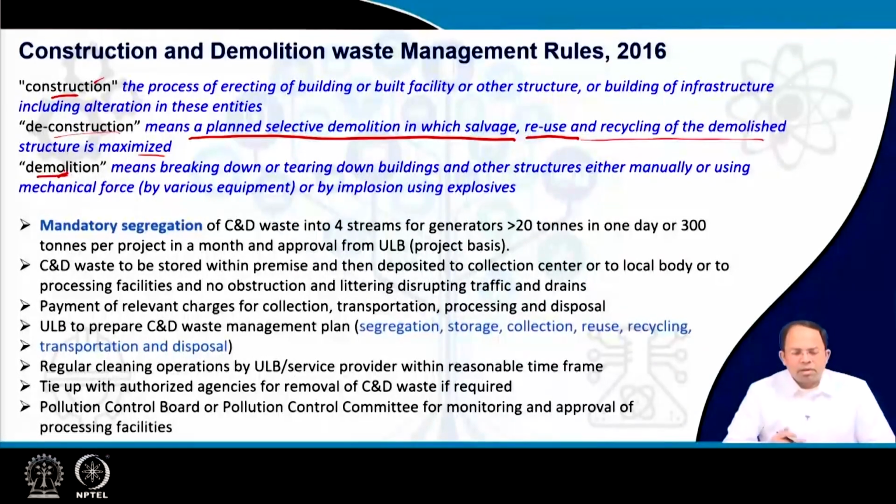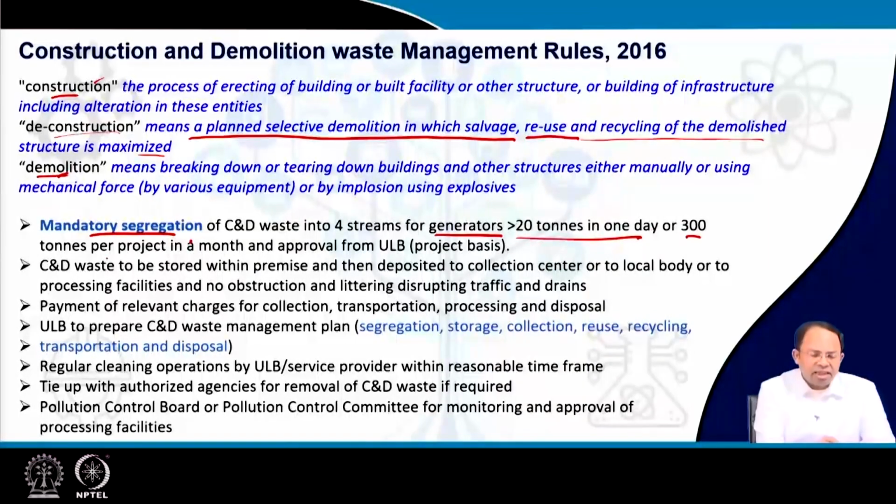So the rules say that there has to be mandatory segregation of C&D waste. And in what categories? The earlier 4 categories that we discussed. Particularly this has to be done for generators who generate more than 20 tons in one day or 300 tons per project in a month, and for each of these generators you have to take separate approval from the ULB before you can start operation. So on a project to project basis, for every project you have to take separate permissions, because you have to have a total C&D plan in place before you are given any sort of approval.